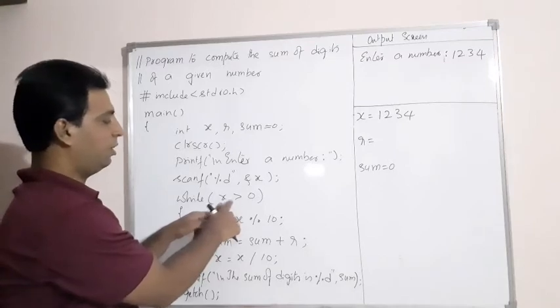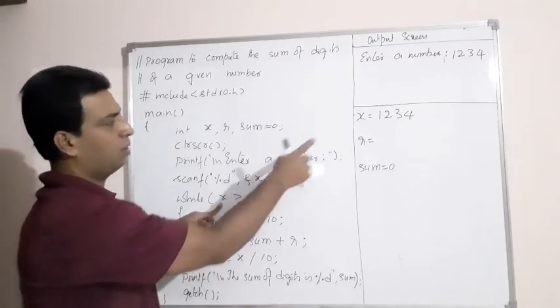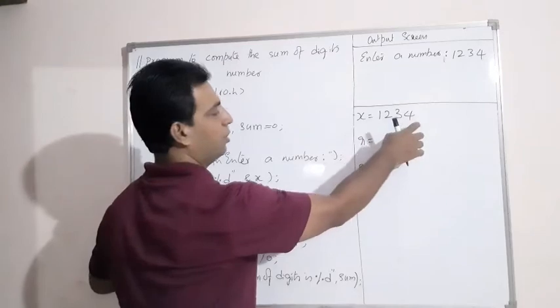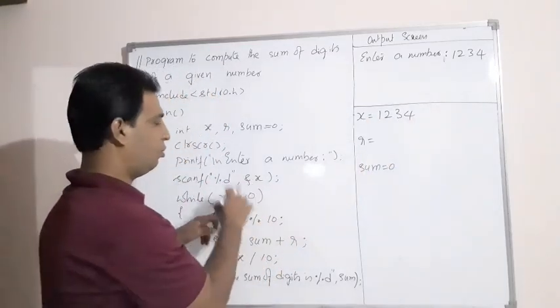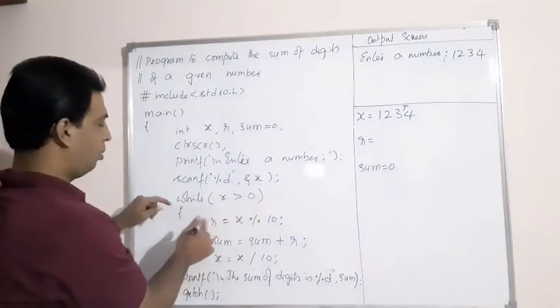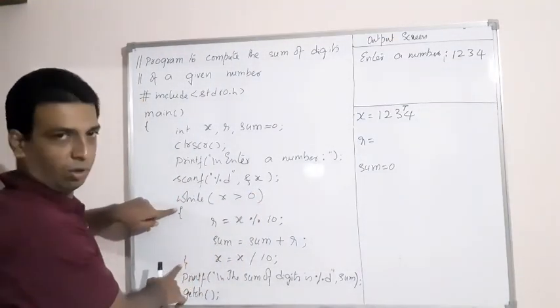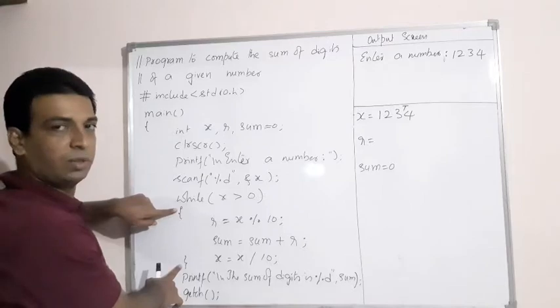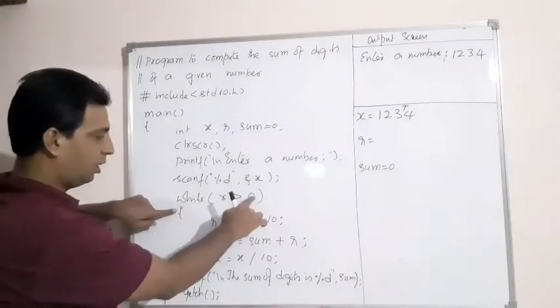According to the condition, X is greater than 0. Is X greater than 0? Yes. Is 1, 2, 3, 4 greater than 0? Yes. So once this is true, let me mark this as true. Because this is true, the execution enters the block of the while, which is to be repeated until this condition is false.